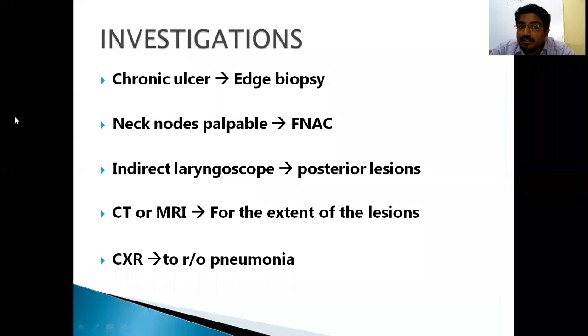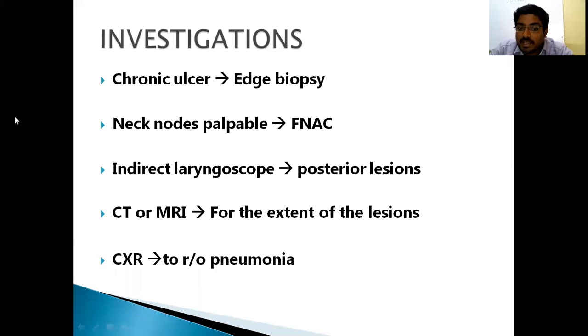Next, we are going to discuss investigations. If it is a chronic ulcer, do an edge biopsy. For what? You have to know whether it is benign or malignant. That is called edge biopsy. If neck lymph nodes are palpable, then we will go for FNAC. With FNA also, you will know whether it is benign, malignant, or secondary nodes. Then indirect laryngoscopy. Anterior lesions we can assess directly. If it is posterior lesions, we have to go for indirect laryngoscopy.